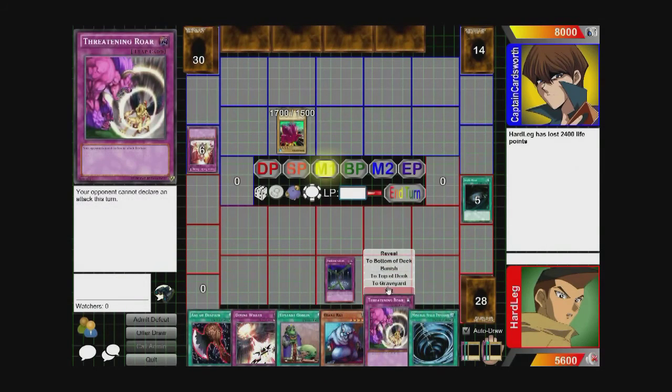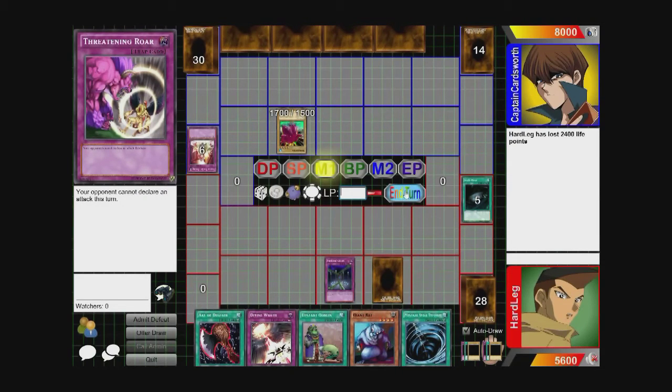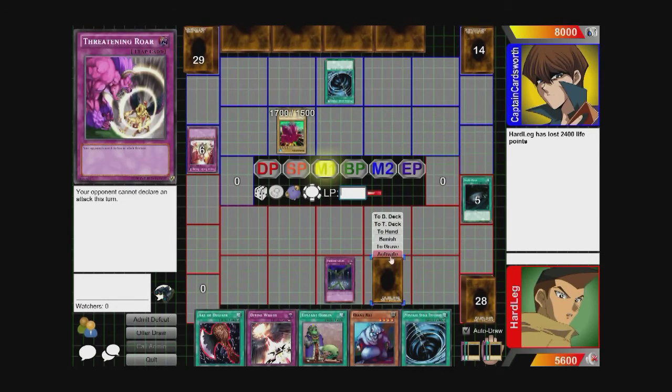Let's say it's your opponent's turn. On your previous turn, you had set the trap card Threatening Roar, which states, your opponent cannot declare an attack this turn. Your opponent has Mystical Space Typhoon, which says, target one spell trap card on the field, destroy that target. In this instance, Mystical Space Typhoon is of no use to your opponent, because it does not negate, and Threatening Roar has no target or activation requirements it can miss.